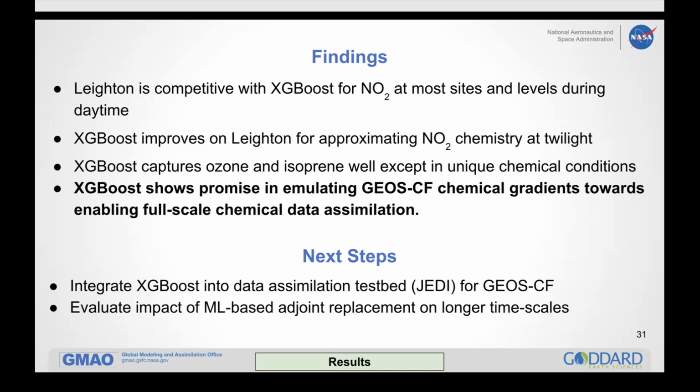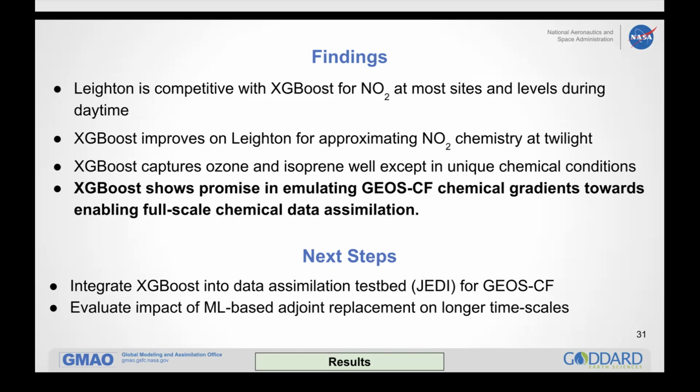So we believe this set of results shows that XGBoost shows some promise in emulating GEOS-CF chemical gradients, even, for example for NO2, with a very limited subset of features, towards enabling full-scale chemical data assimilation.